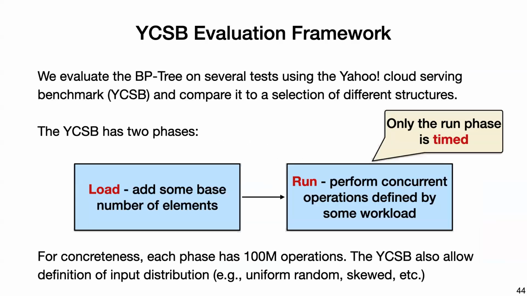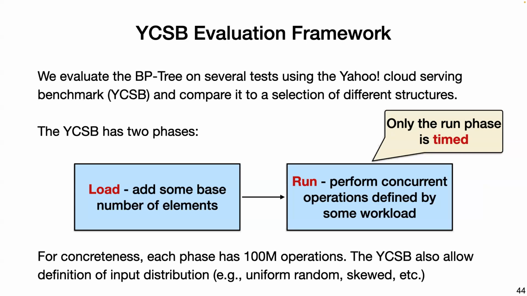Good. So let's talk about the evaluation. This might help because I think a bunch of people are doing data structures projects. This is one way that you can do the YCSB evaluation. YCSB stands for Yahoo Cloud Serving Benchmark. The way it works is that there are two phases in the benchmark. The first one is called load, where you add some base number of elements, and this can be pre-generated, and you don't time this part.